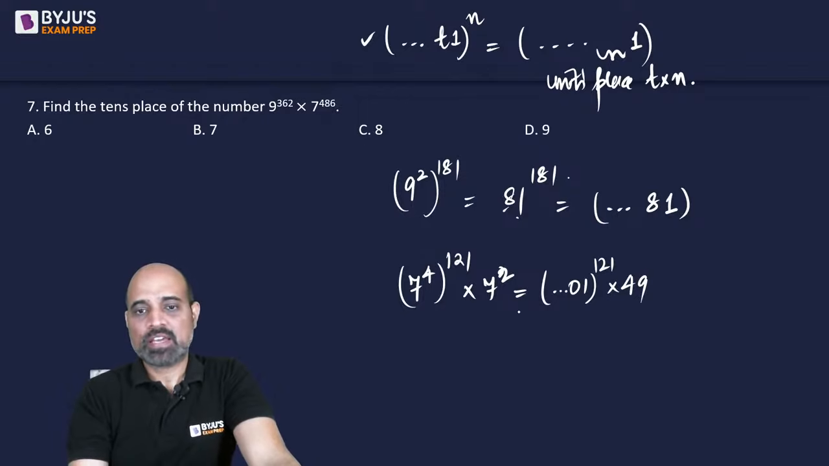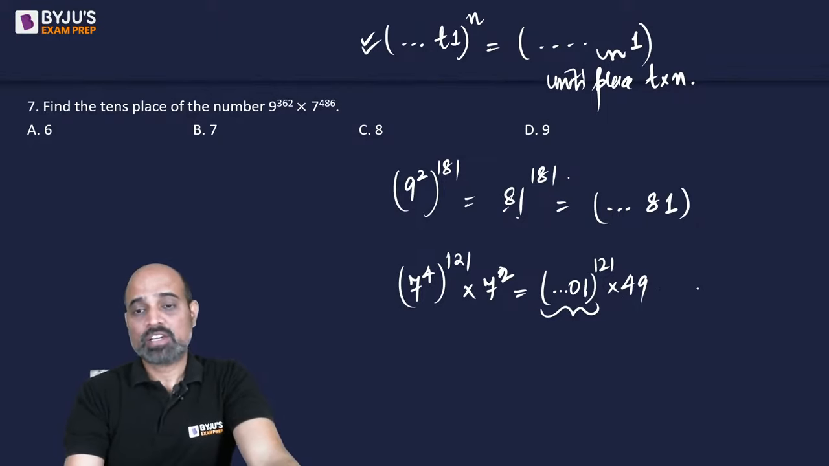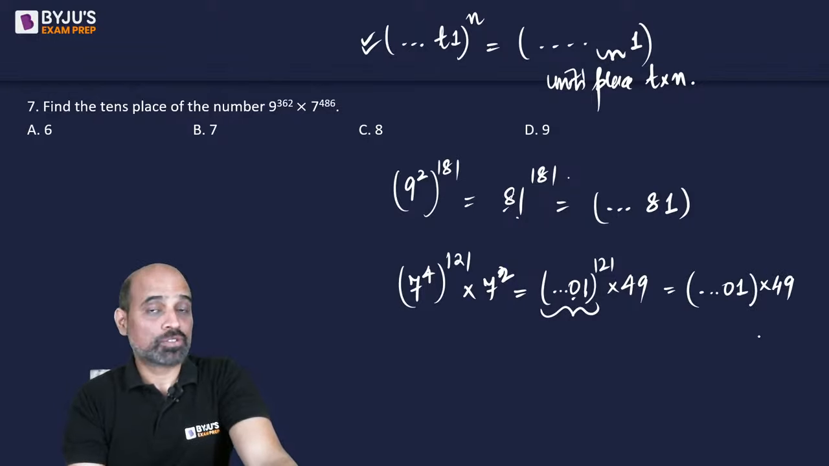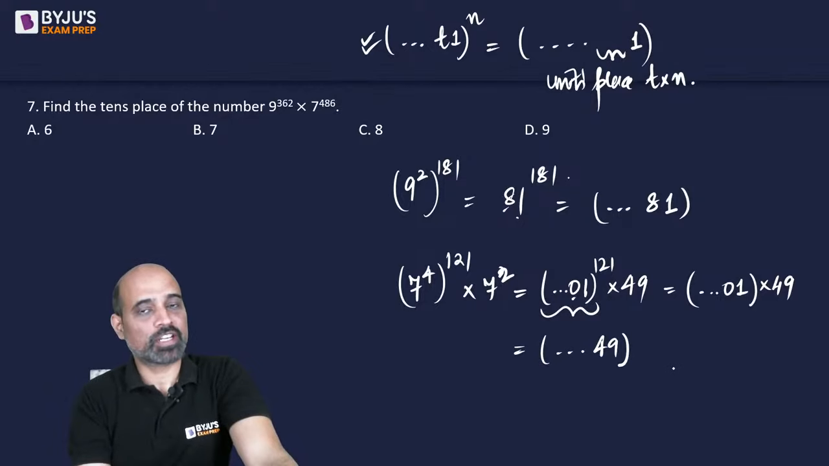Okay? Now looking at this part and using the method to find out the last two digits when the units place is 1, the units place here will end in 1, and 0 into 1 will end in 0. So it again ends in 01. And we have a number 49 also waiting to be multiplied, which will result in the last two digits as 01 into 49, that is 49.